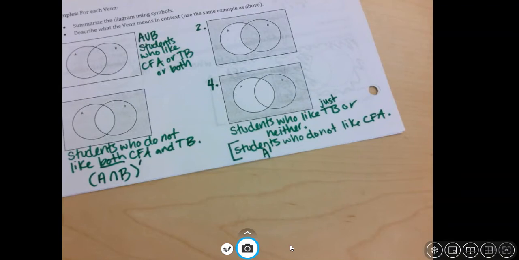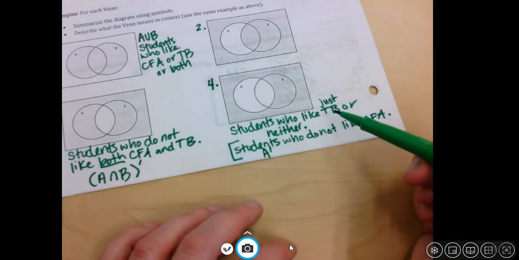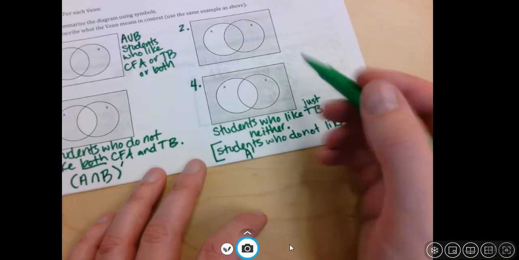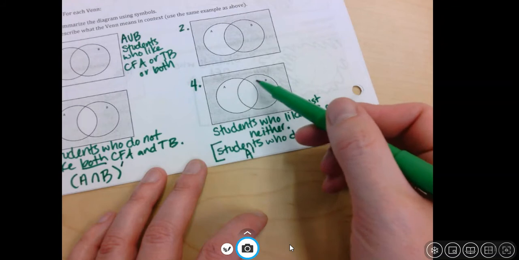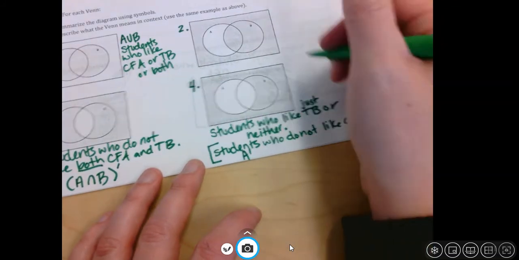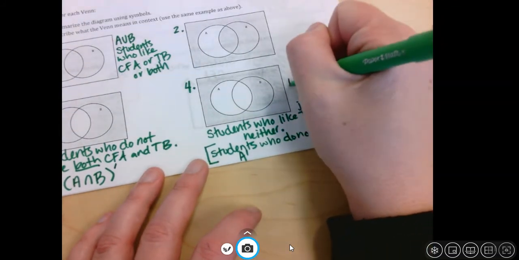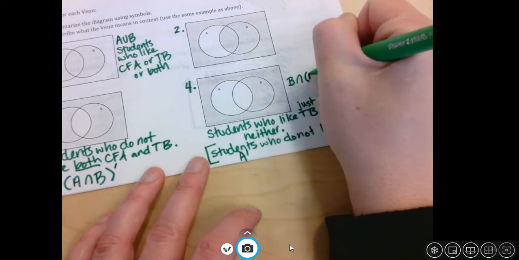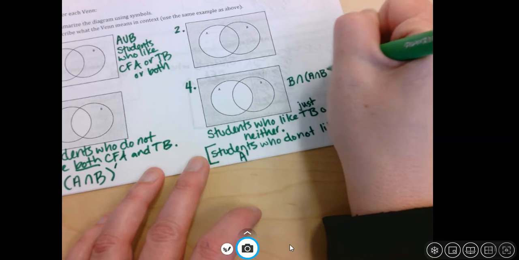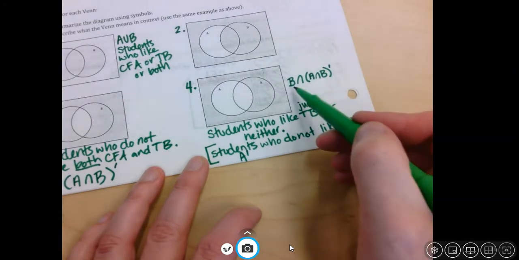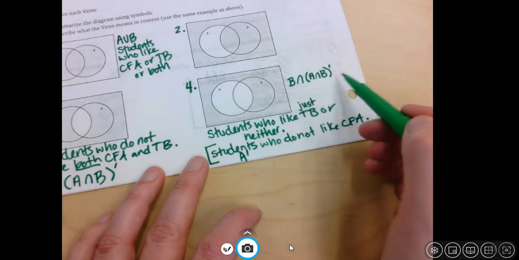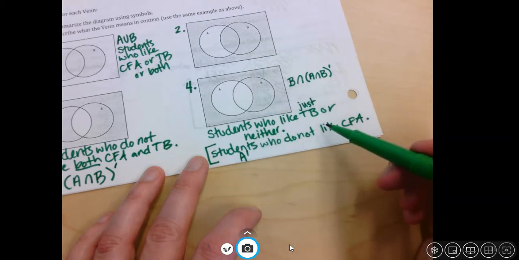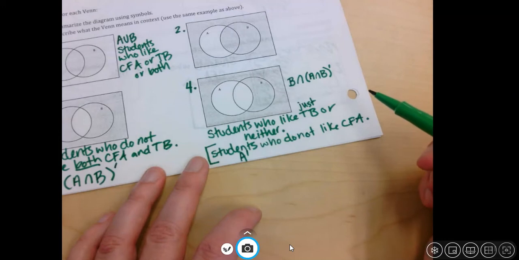Wait, so what would be the symbol for this one? Okay, do you guys want to do that? Yeah. It's going to be kind of long. Okay, just Taco Bell would be Taco Bell, but not both, right? So it'd be the intersection of B and not both. So that means Taco Bell and not both restaurants. Then we have to do an or neither. So how do we say neither?